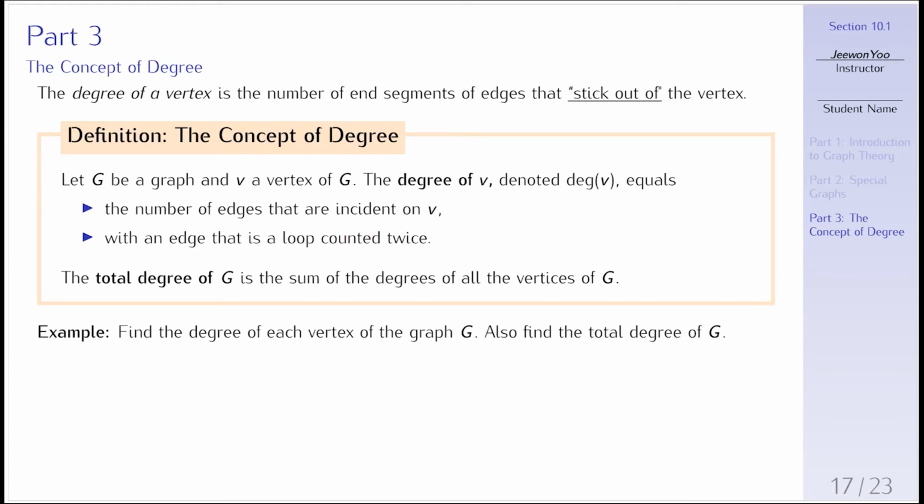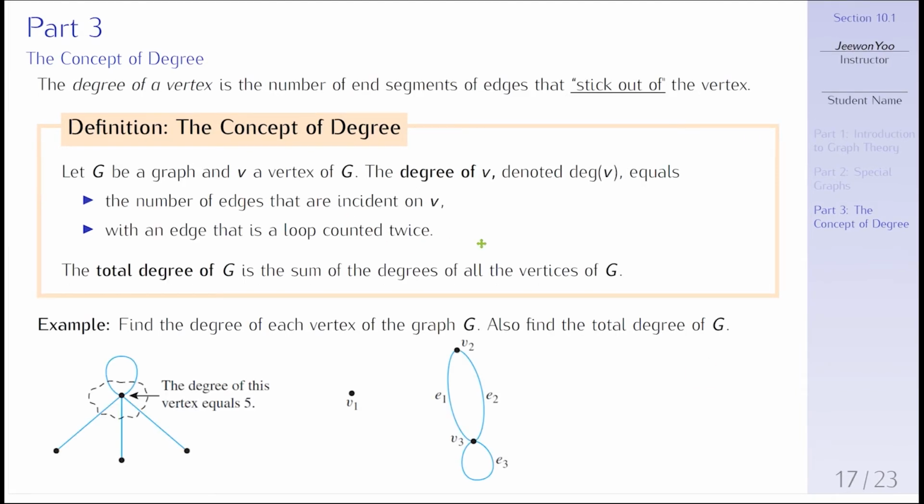Stay tuned. The informal definition of degree of a vertex is, look at this. It's the number of end segments of edges that stick out of the vertex. One thing that I want to teach you is that whenever we have a loop, this loop is counted twice. So the total degree of this vertex equals 5. The reason is we have 1 contributed from there, 1 from there, 1 from there, and then 2 from the loop. So in total, we have 5 as the degree of the vertex here.